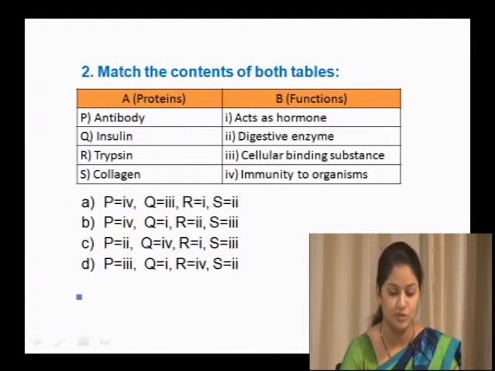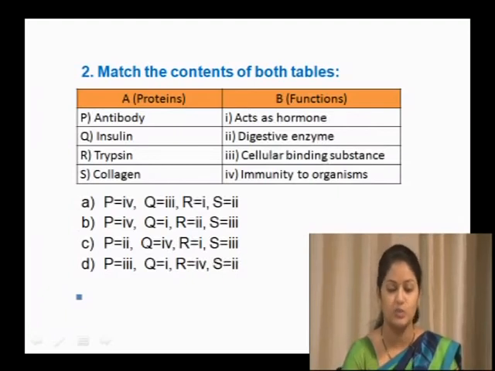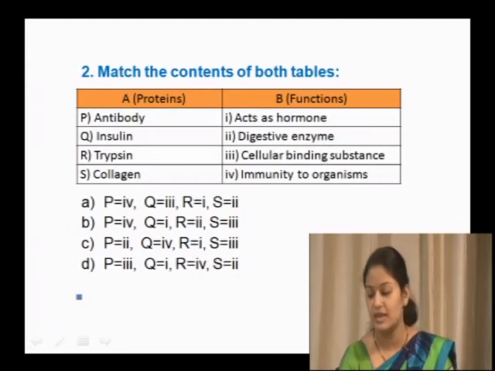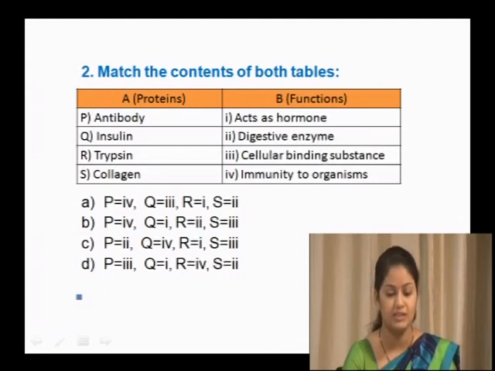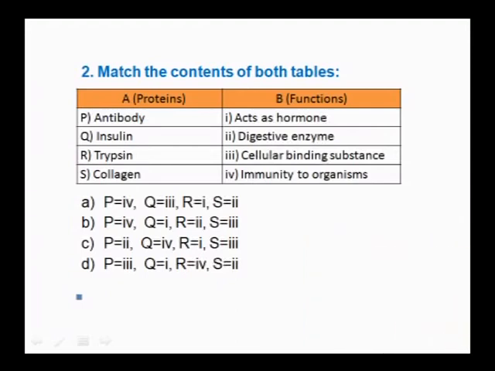Next comes trypsin. Trypsin is a digestive enzyme. And the last one, collagen, is a binding material found between the animal cells which holds all the cells together. So the option for these matching tables is option B, that is P4, Q1, R2, S3. Moving on to the next question.